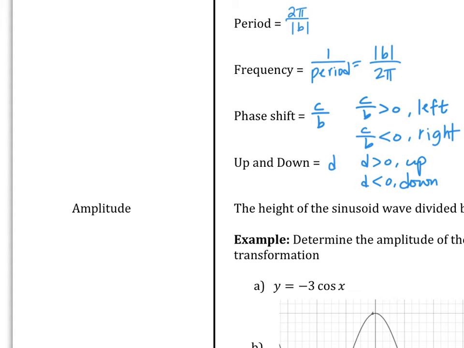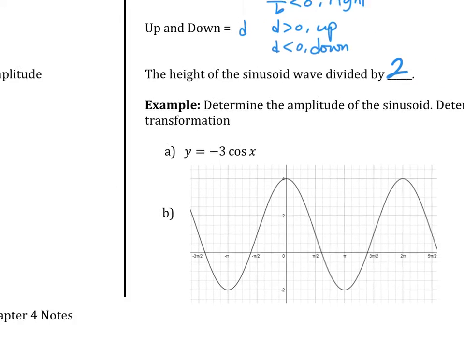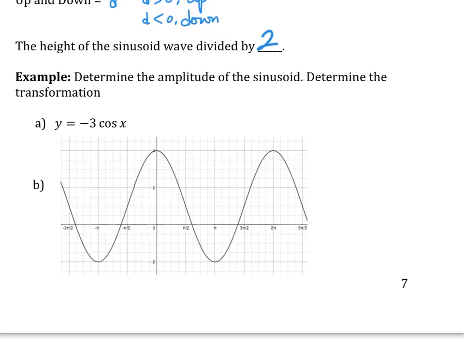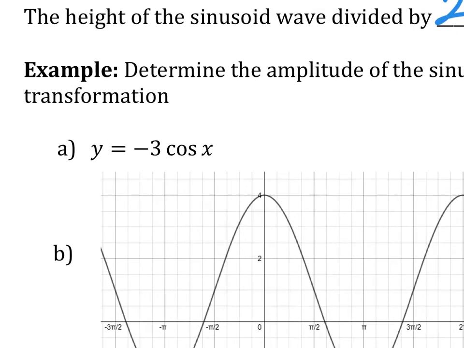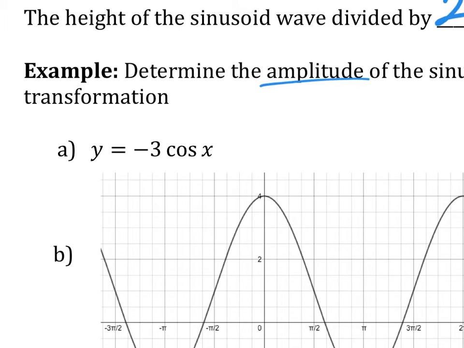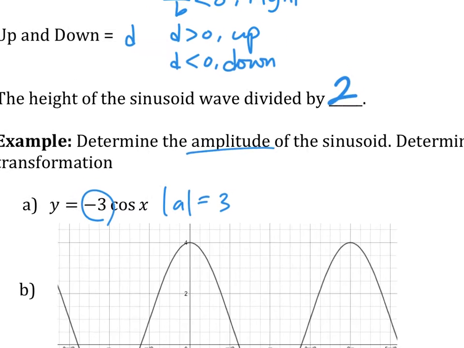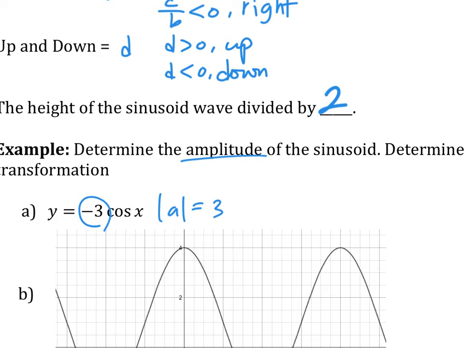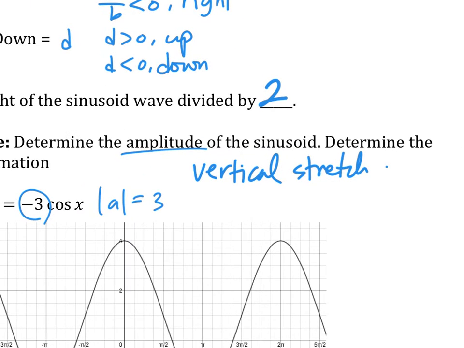All right, so let's go ahead and take a look at an example. Determine the amplitude of the sinusoid and determine the transformation. All right, so let's take a look at A. If we just want to find the amplitude, that has to do with A, or absolute value of A, so that is 3. So the amplitude is 3. It's going to go up 3, down 3 in its total height. Determine the transformation. The only thing that's happening to this cosine function is the -3 that's multiplied. So we know this is a vertical stretch of 3, and then a reflection over the x-axis.